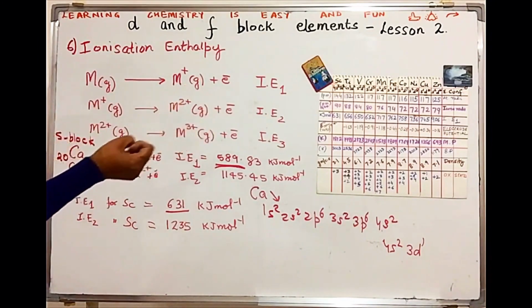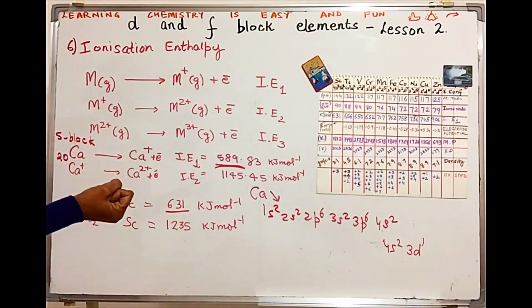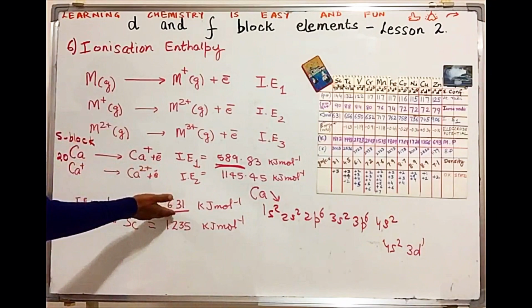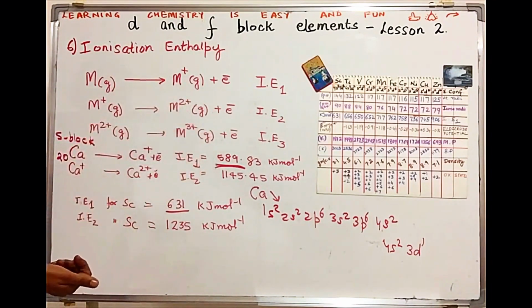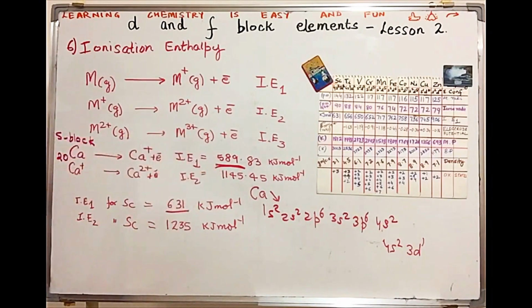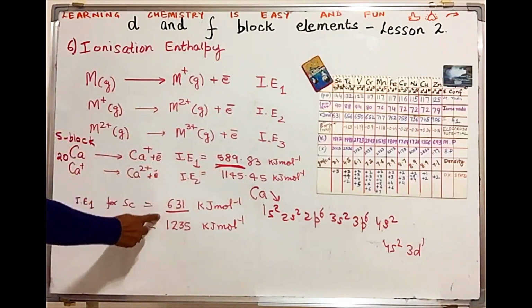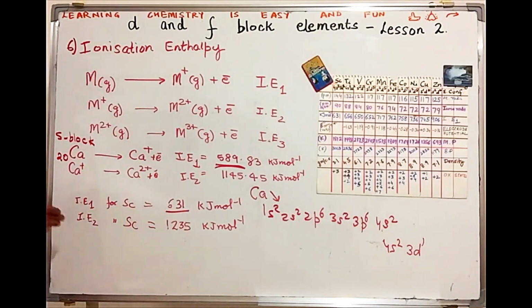So the nucleus is holding the electron strongly, so you need to give more energy in order to withdraw the electron, right? On the other hand, when you come to the second ionization energy, if you notice, there's a sharp increase. 1235 is the second ionization enthalpy of scandium. Again, can you reason on the basis of its electronic configuration?